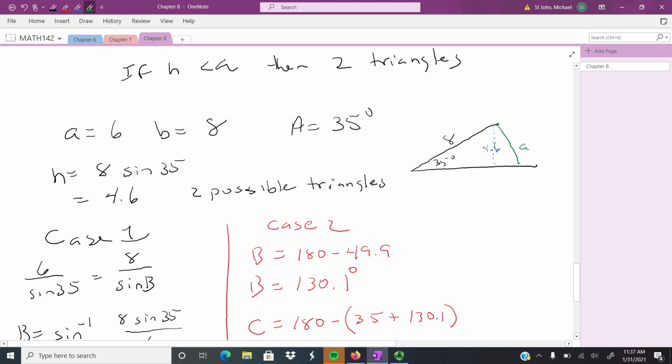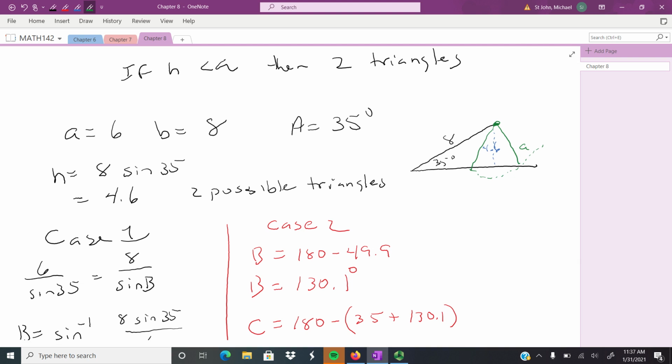But if you think of that corner right here as being a hinge, and you think about this being able to swivel, I could have had A go like this, but I could also have A going like that. And that's why we end up with two possible triangles here.